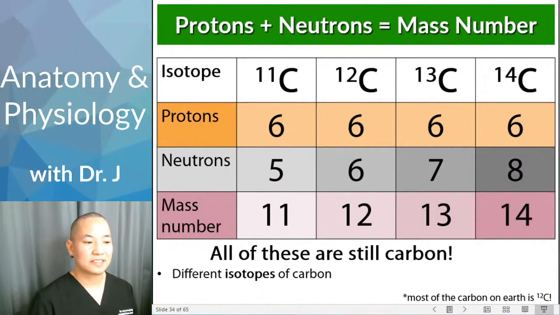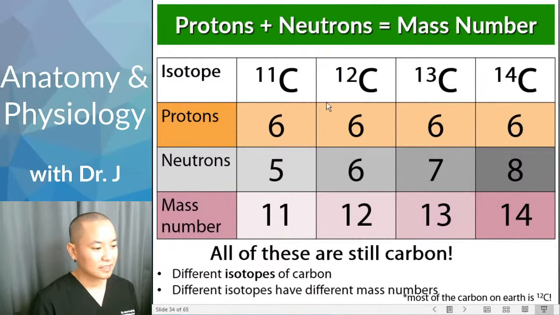Remember, the number of electrons can change, but protons and neutrons are way more massive, almost 2,000 times the mass of an electron. This is why protons and neutrons together contribute to the overall mass of an atom. So again, different isotopes have different mass numbers.